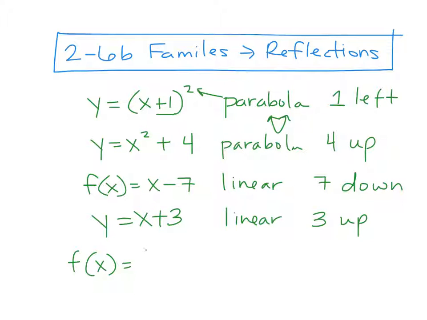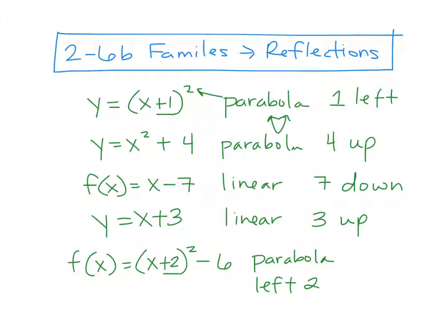Okay, last one. f of x equals (x plus 2) squared minus 6. So this one has 2 parts to it. First of all, what's the shape of the graph? This is a parabola. Okay, and where are you moving? To the left 2 and down 6. To the left 2, right? This is left 2. And then this minus 6 outside of the parentheses is down 6. Okay? We all clear on that?